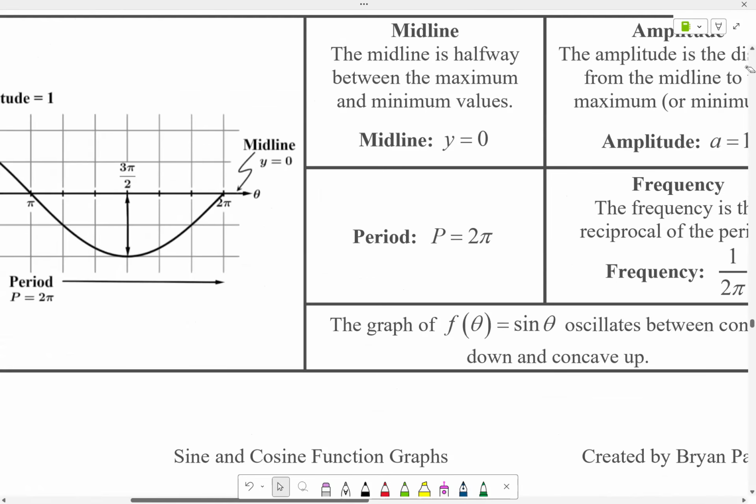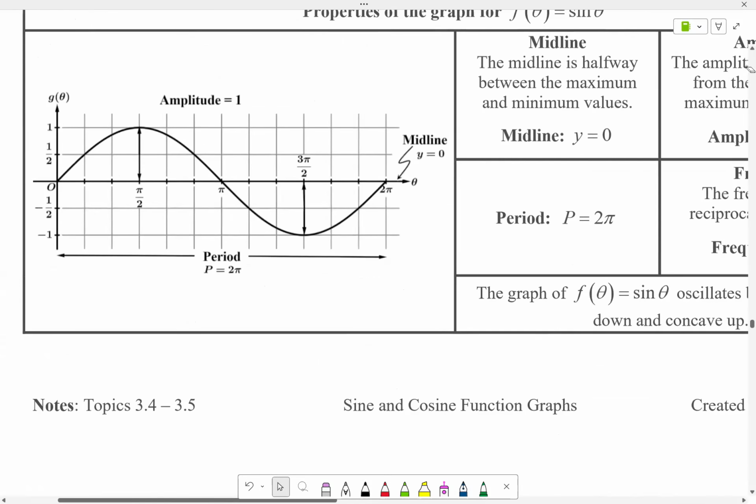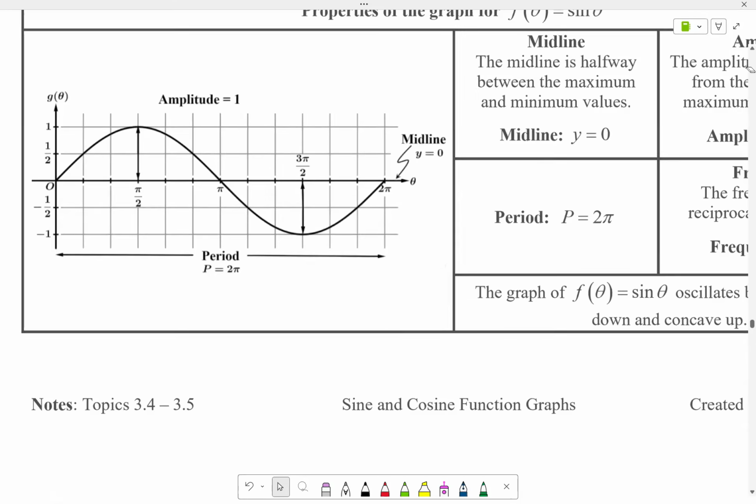Period. For this, does it make sense? The period for the sine graph is 2 pi. We know it's 2 pi because, coming from the unit circle, it starts over every 2 pi. It's just a cycle. So it repeats.